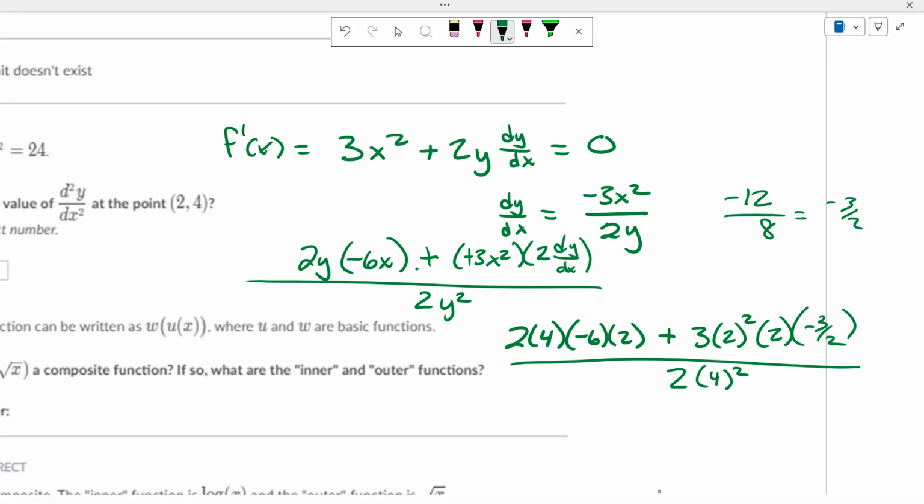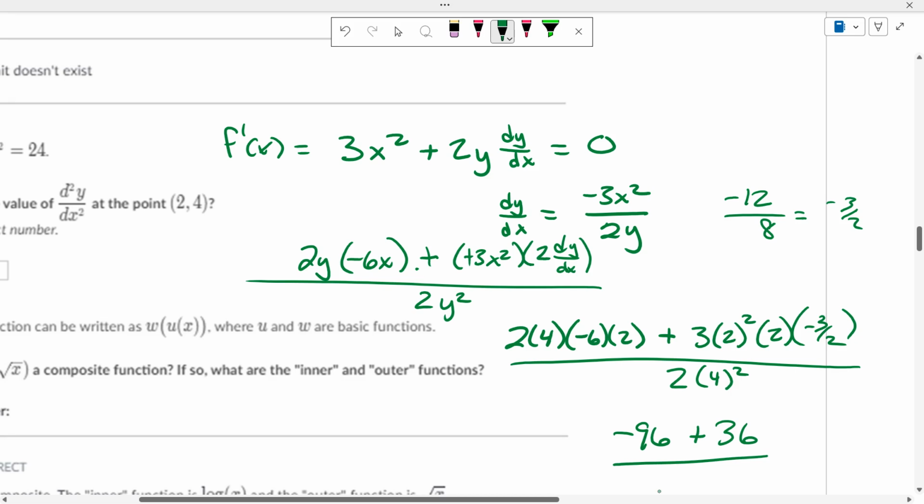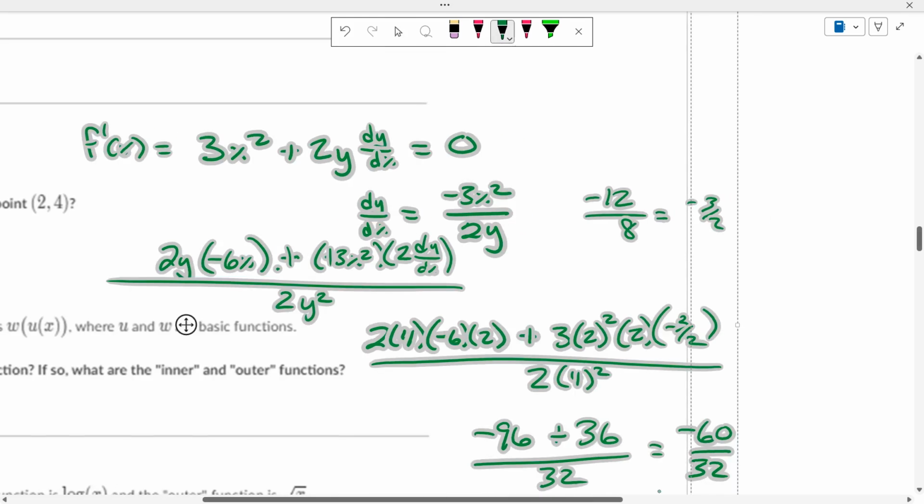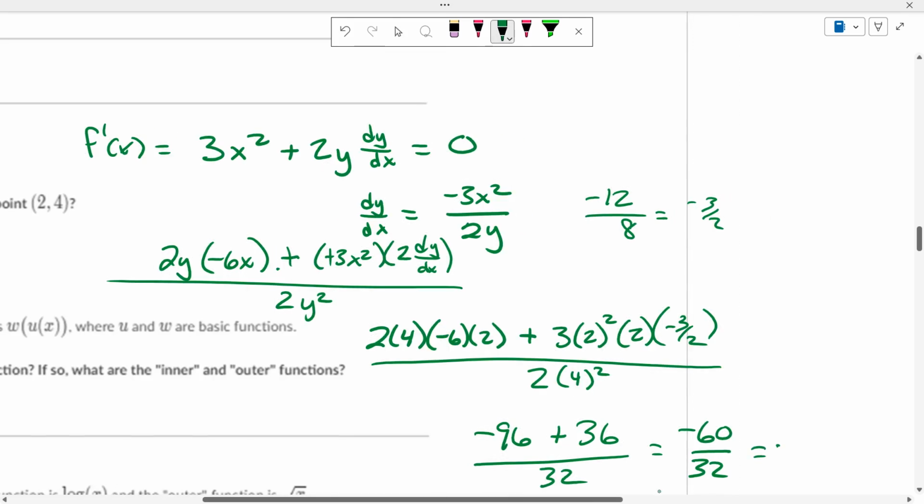So 8, 16, 96, so it's negative 96, plus negative 9 times 4 is 36, over 32, negative 60 over 32, which is negative 15 over 8.